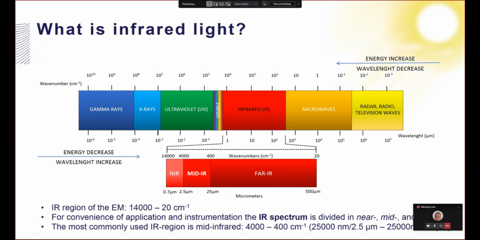The region that is just after the visible region is called the infrared region, and for convenience it is divided into near infrared, mid infrared, and far infrared. The most commonly used part of the infrared region is the mid IR, and it's where the FTIR technique works. Let me change to the laser pointer, that maybe is more useful.